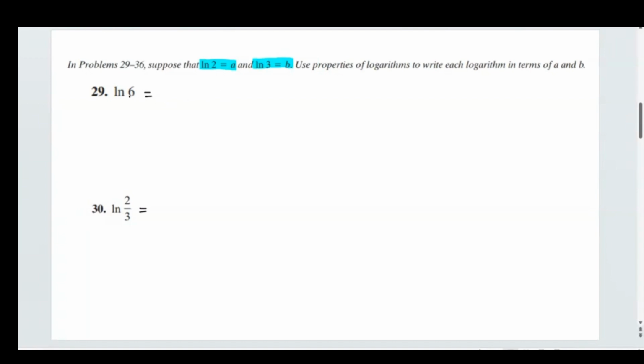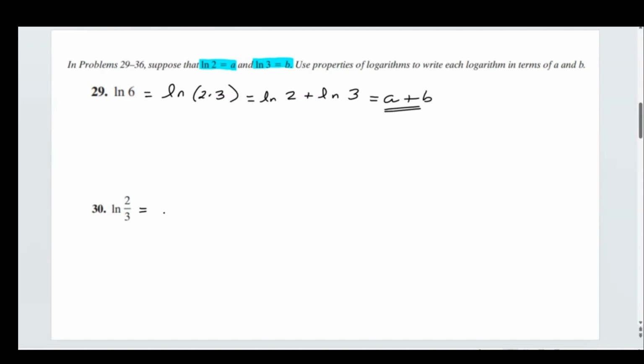So when I see natural logarithm of 6, I immediately realize that 6 is the product of 2 times 3. So I can say ln of 2 times 3. Now, based on the previous properties of logarithms, the logarithm of a product is the sum of the logarithms. So you can say this is ln of 2 plus ln of 3. If we know that ln of 2 is a and ln of 3 is b, we get that ln of 6 is equal to a plus b.